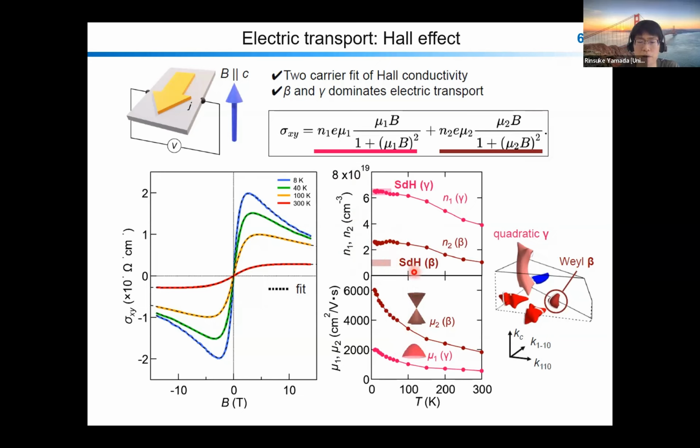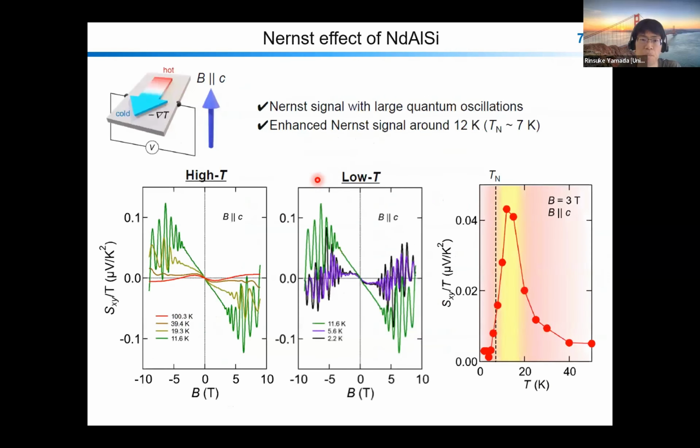By comparing with the results of the quantum oscillations, we identify that these two Hall pockets correspond to the quadratic gamma pocket and the Weyl beta pocket with linear band dispersion. After establishing that the electric transport can be described by the parallel conduction of these two Hall pockets, we want to move on to the thermoelectric effects.